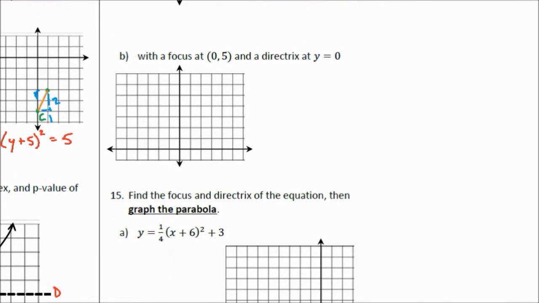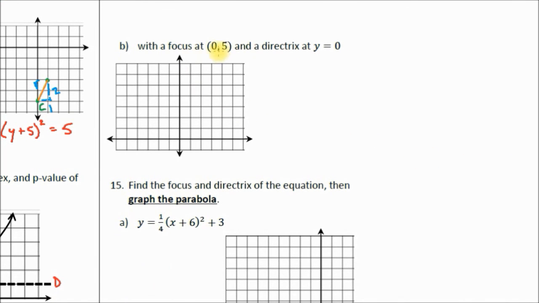Letter B. What's the equation and graph the parabola with a focus of 0, 5 and a directrix at y equals 0? Alright, so our focus is at 0, 1, 2, 3, 4, 5. Our directrix is at y equals 0, which is our x-axis. There's our directrix. We know our vertex is exactly in between those two. We've got 5 units separating these two, so we're going to go 2.5 units. So our vertex is actually right there. So this is our vertex.